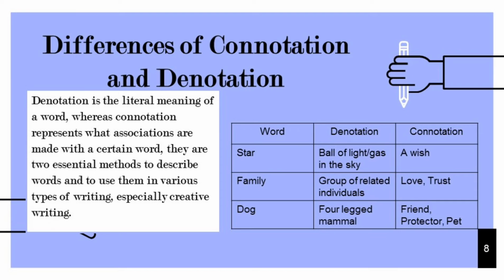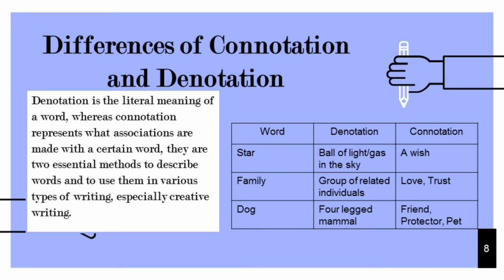And let's proceed to the differences between connotation and denotation. Denotation is the literal meaning of a word, whereas connotation represents what associations are made with a certain word. They are two essential methods to describe words and use them in various types of writing, especially in creative writing. As you can see here in the table, I have example words and their definitions according to their types, which are denotation and connotation.